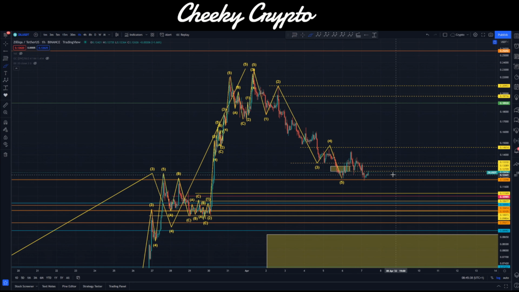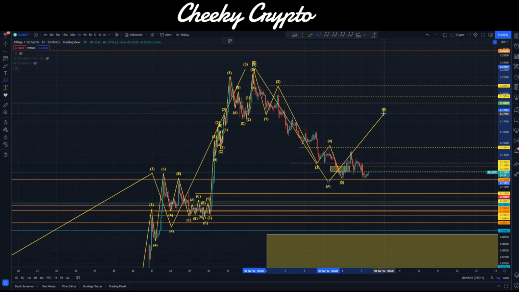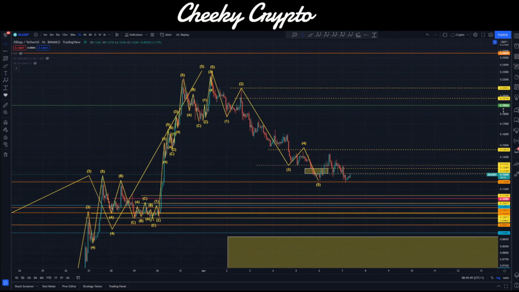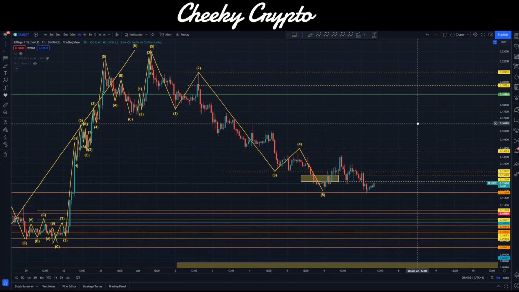So basically, a 5-3-5 is a correction, and the way that you look at this is a giant A wave. You have some kind of B wave, and then you have an additional 5 waves into a C wave. Okay, so it's a correction, short term and not impulsive, which would be trend-based.